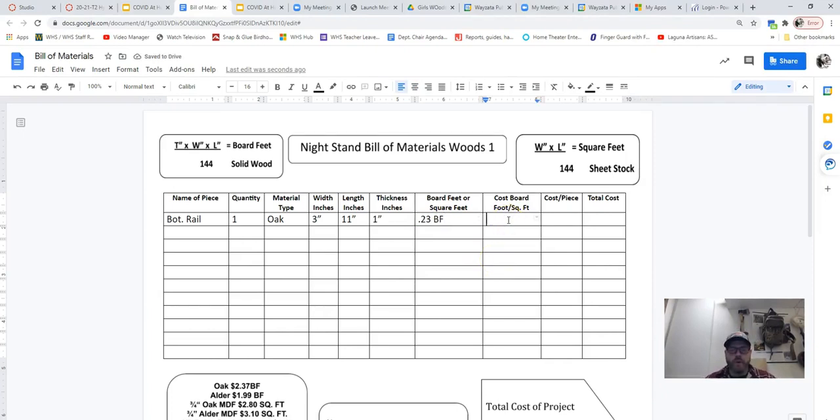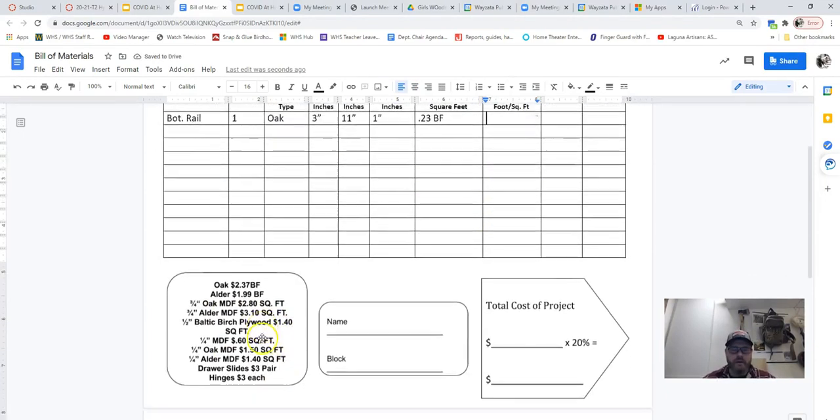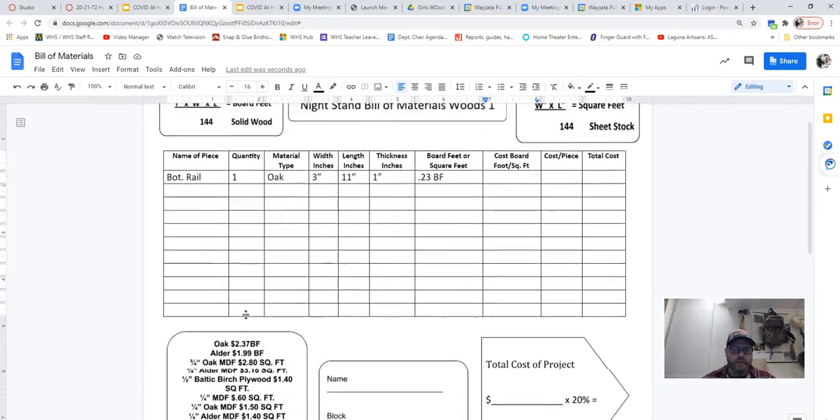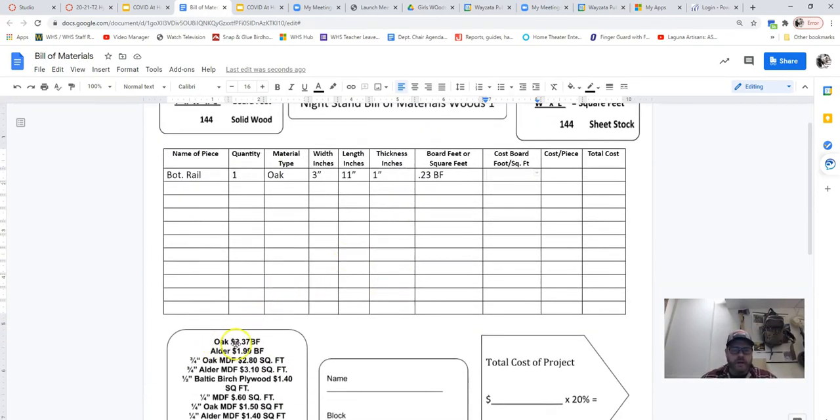Now the cost per board is listed right down here. So we've got everything that we use in Woods 1, and if you're a Woods 2 person, this is going to be a bigger list. We got all the stuff listed down here. I see solid oak is $2.37 a board foot. So I'm going to type in 2.37, and I get $2.37 a board foot.